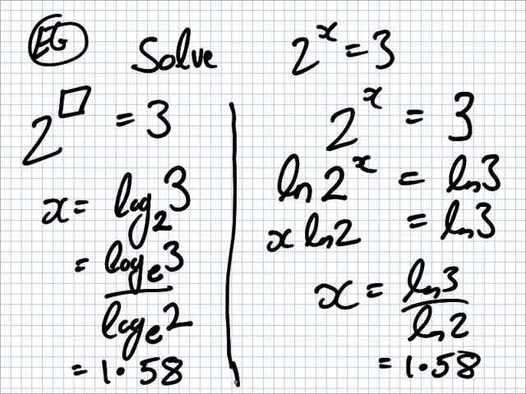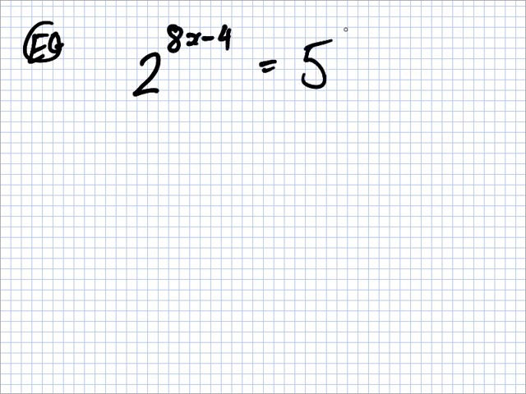Got that? Yep. So, next example now. Okay, so this one is similar to what I just did, a little bit trickier. 2^(8x minus 4) equals 5^(x plus 9).